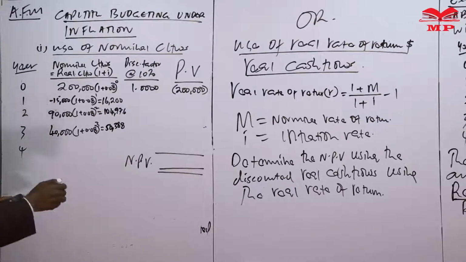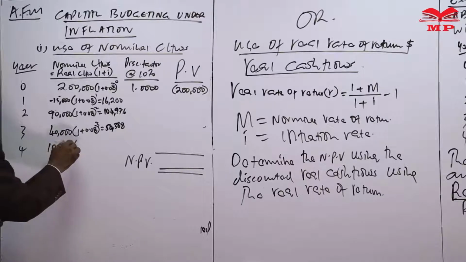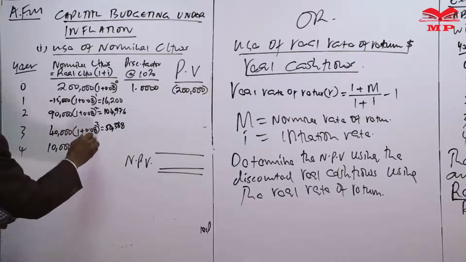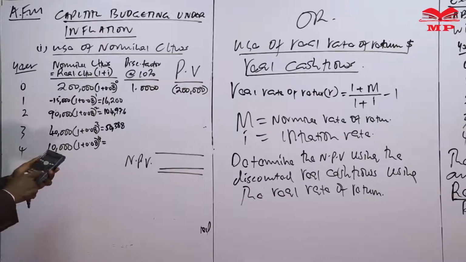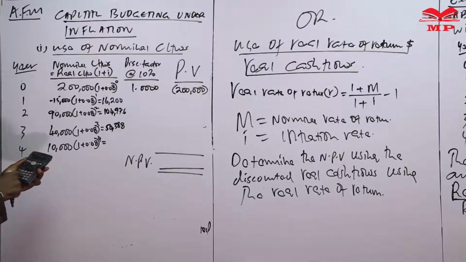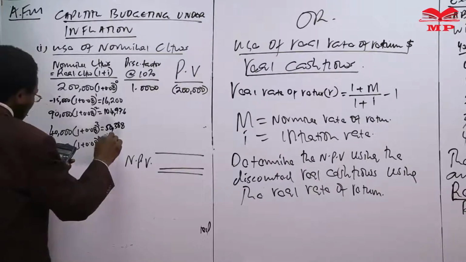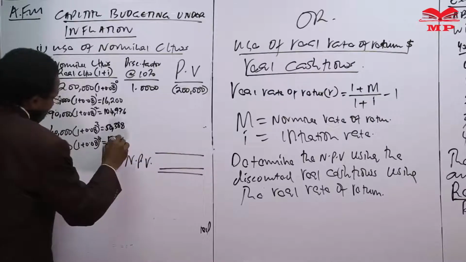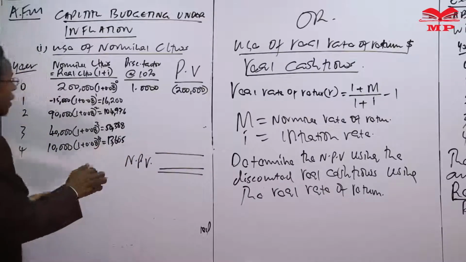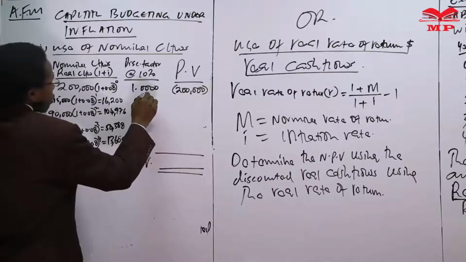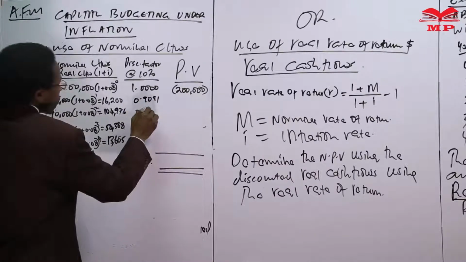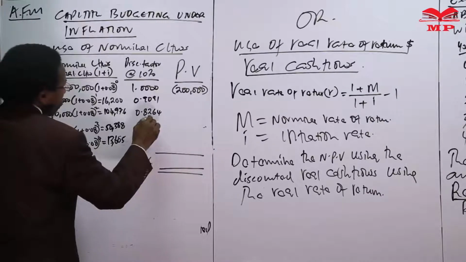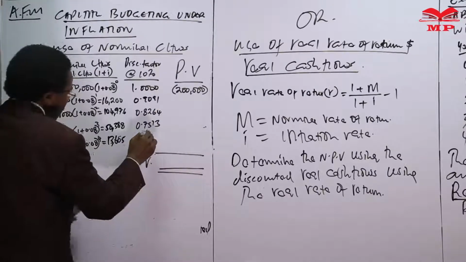Then the final one is 10,000, 1 plus 0.08 raised to 4. So what will that be? 1.08 raised to 4, then I multiply by 10,000. I have 13,604.05, because of rounding off, let me have it as 13,605. What is the discounting factor? This definitely will be 0.9091. This is 0.8264. This is 0.7513. This is 0.68. Let me confirm that.